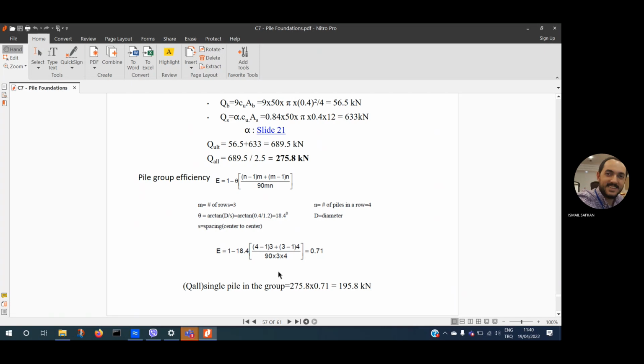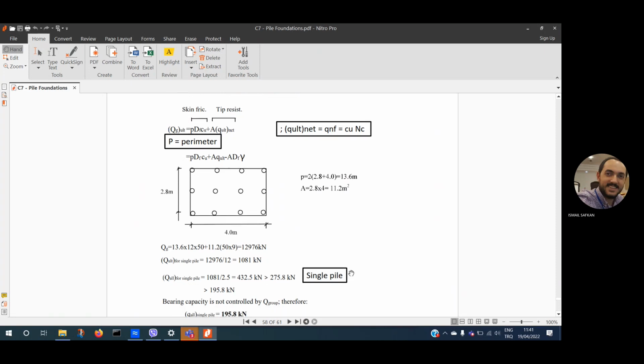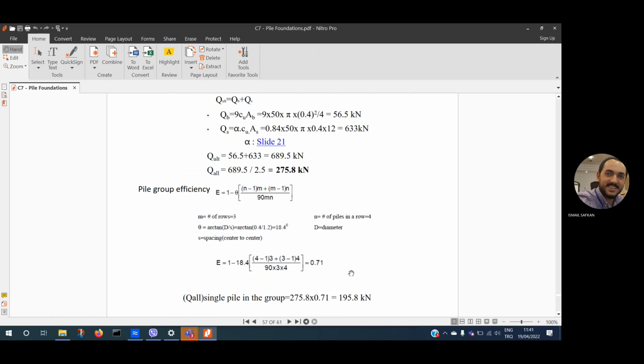Okay, so what is the total capacity? Then you calculated a single pile in a group capacity, and this is a safe value, 195.8, simply times 12. This is another method by Terzaghi and Peck, the reduction method.